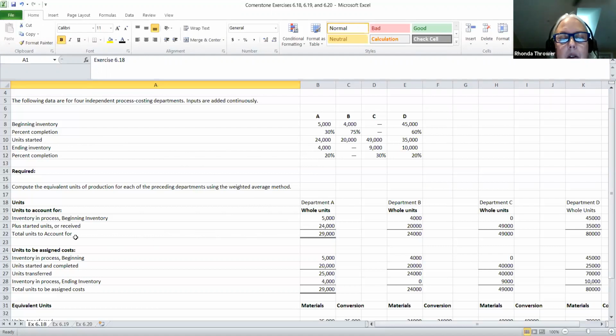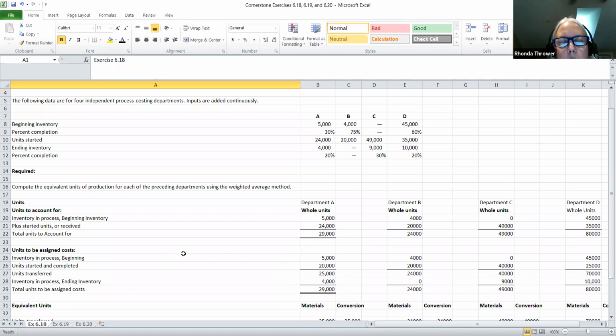Now you can determine the total units to account for by adding the beginning inventory units plus your started units, or the units that you received from the previous department, together. When you add these together, the total units to account for is 29,000. This 29,000 total units to account for can be substituted in for the total units to be assigned cost. These two figures are exactly the same.